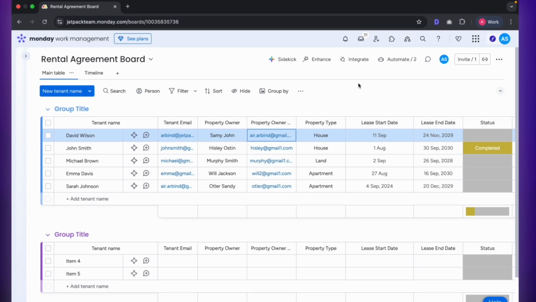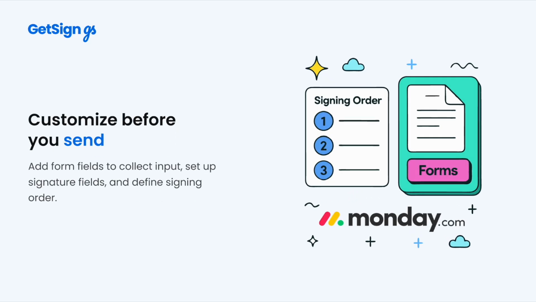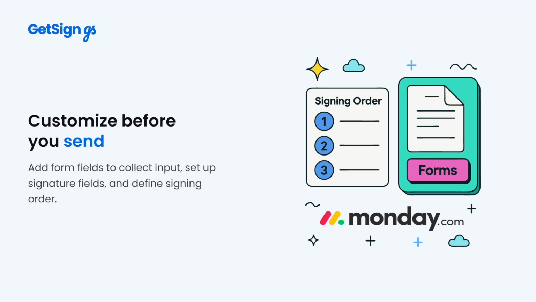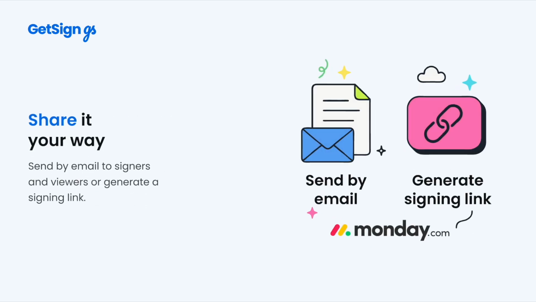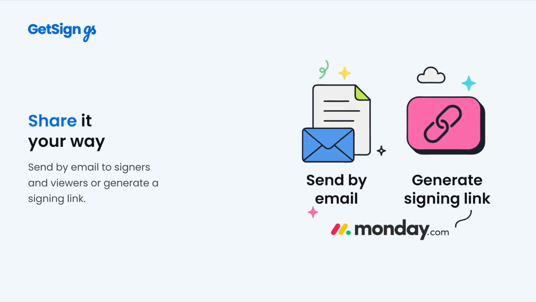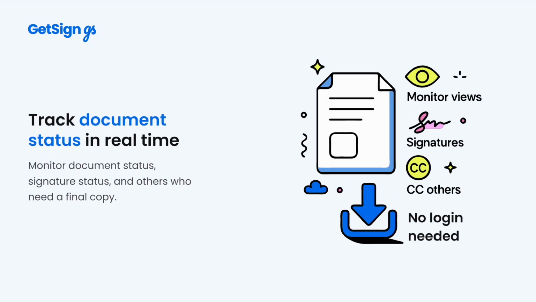GetSign gives you two major powers: document generation and eSignature. Traditionally, sending out leases involves printing, emailing, and scanning, and it's a mess. With GetSign eSignature, you collect landlord and tenant signatures digitally, automatically store signed copies in the Monday board, and send confirmation emails to both parties instantly. This makes property management easier, faster, and more professional.